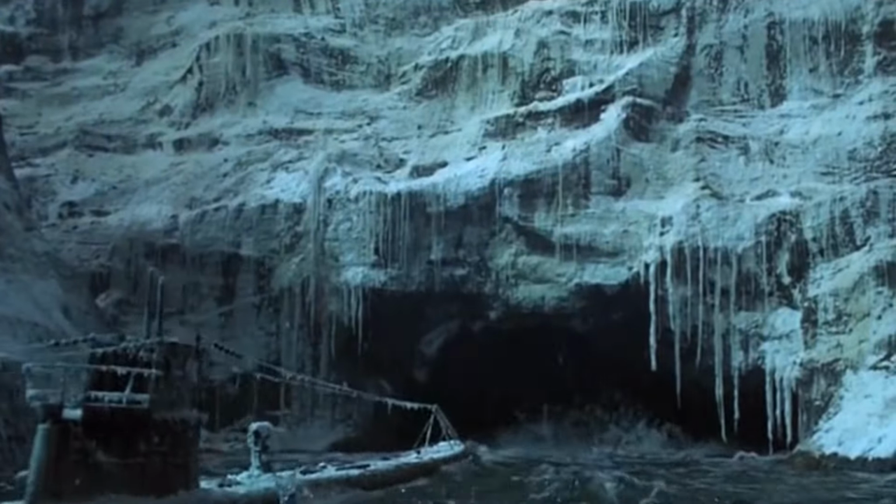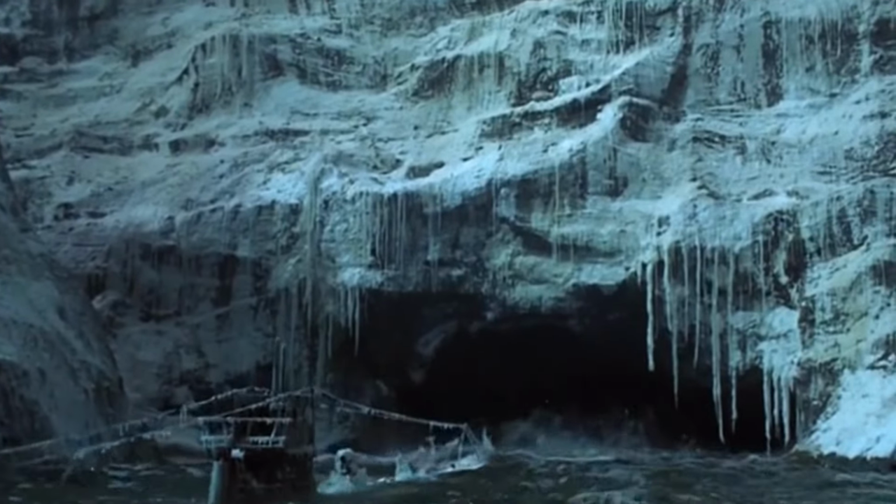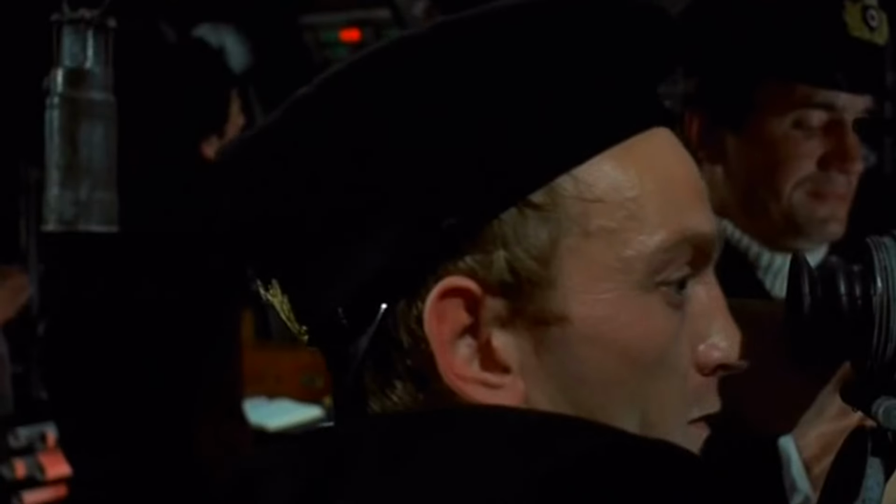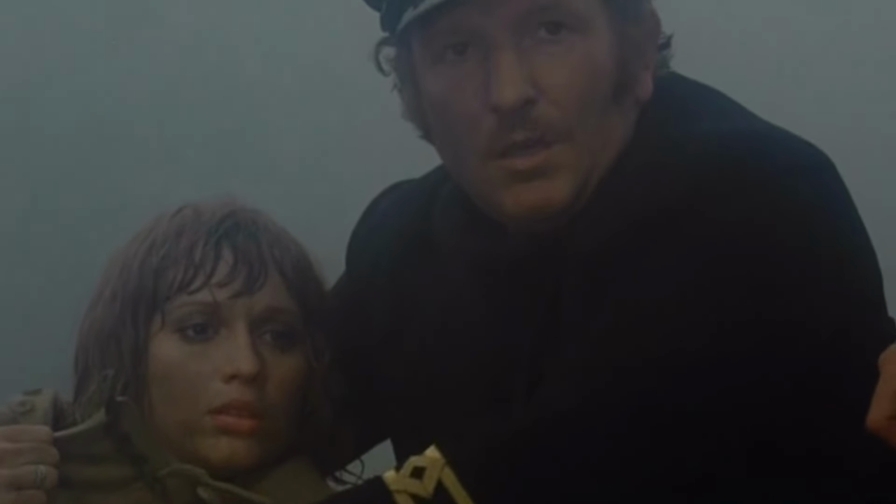The Land That Time Forgot, 1975. An adaptation of one of the novels by science fiction writer Edgar Rice Burroughs, written in 1918. The book and film take place during the First World War.